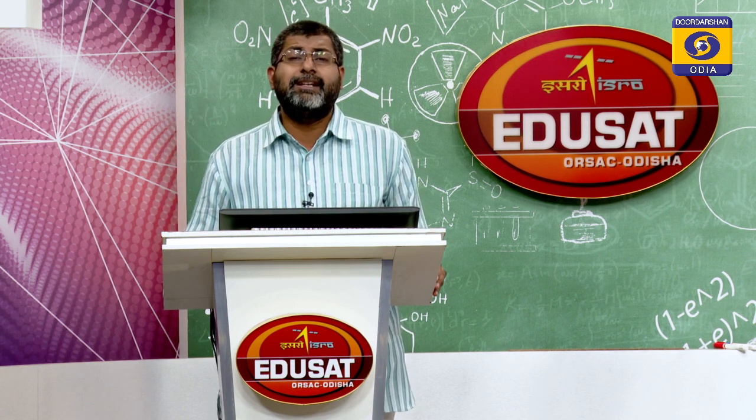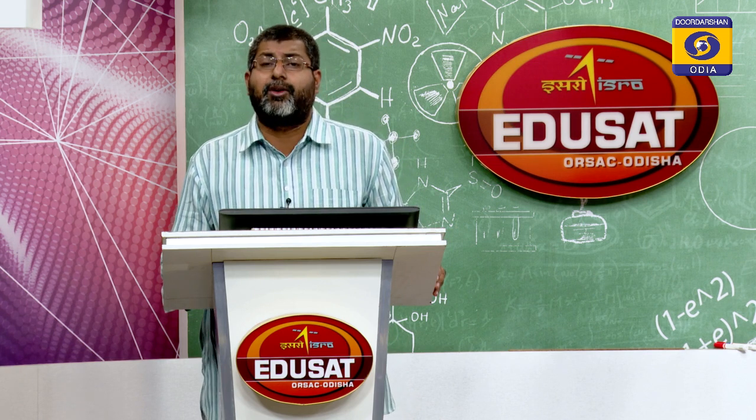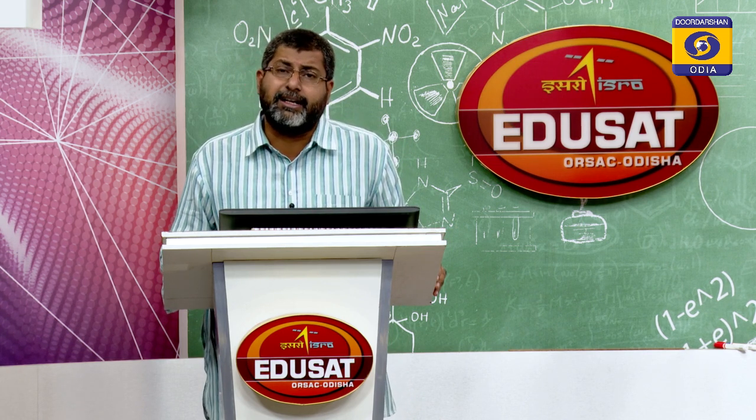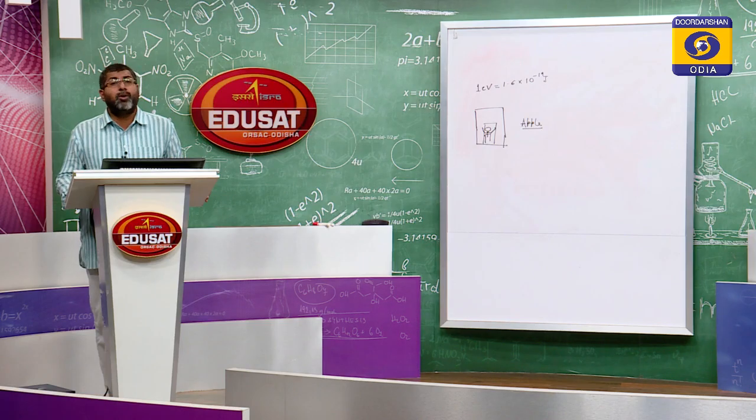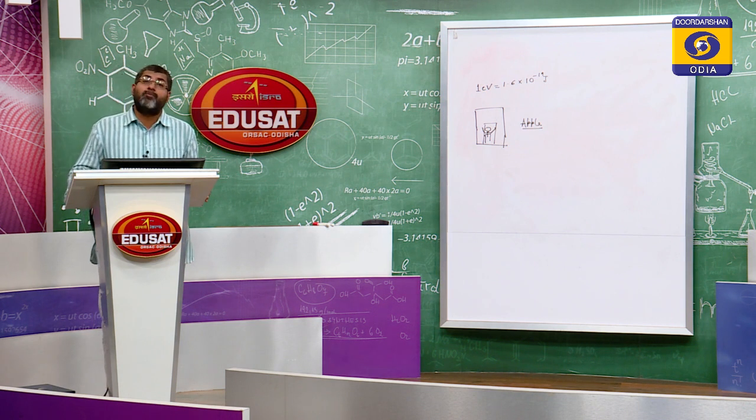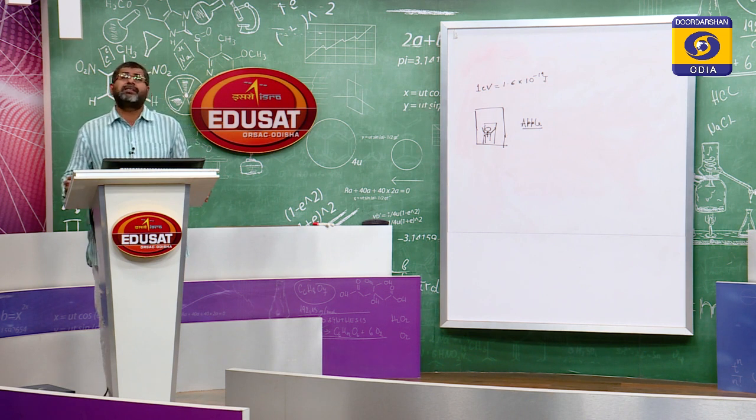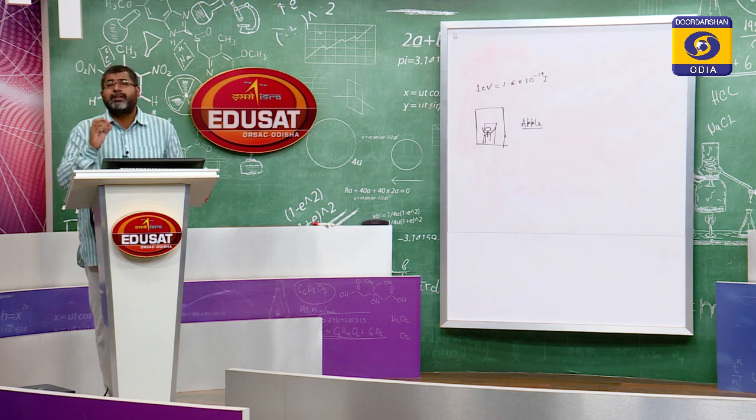Now, the electrons emitted in the process are called photoelectrons, and the current thus set up in this circuit is called photocurrent. The metals from which electron emission occurs are called photometals. Generally, alkali metals and alkaline earth metals are suitable to be used as photometals because of their low work function. Because of low work function, they will require a small amount of energy to come out of the metal surface. Now, let us discuss in detail the experimental setup for the photoelectric effect.